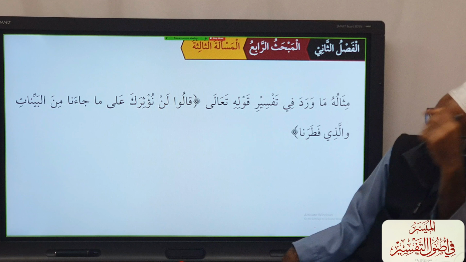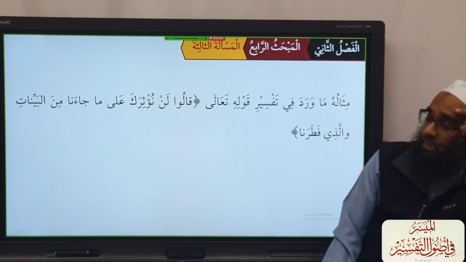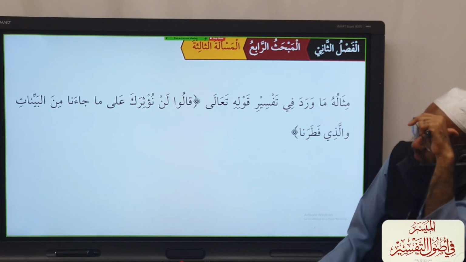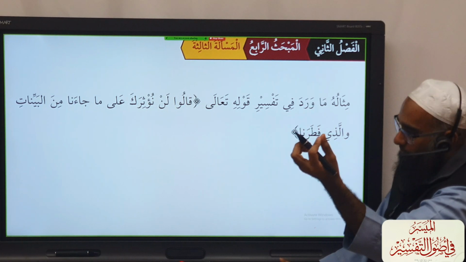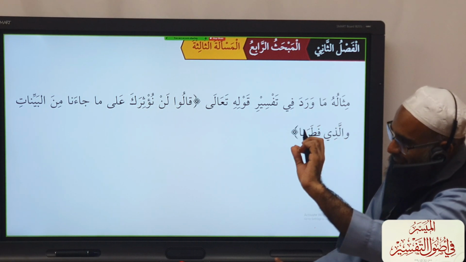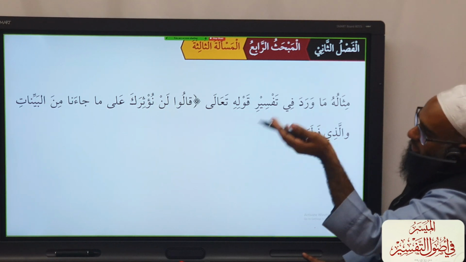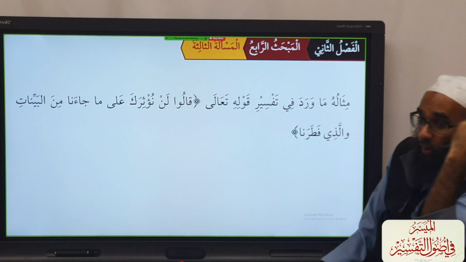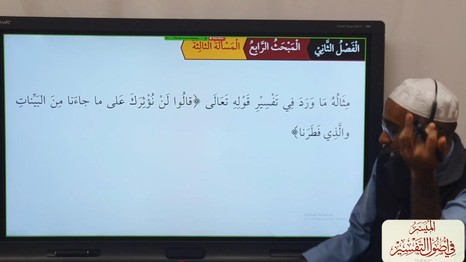For example, in this verse, قَالُوا لَن نُؤْثِرَكَ عَلَى مَا جَاءَنَا مِنَ الْبَيِّنَاتِ وَالَّذِي فَطَرَنَا. There's only one qawl of Wahab ibn Munabbih, yes? But for the majority, nobody from the Salaf discussed this verse. They just read it. What came in their minds, we don't even know. They never said anything because it was probably obvious to them.